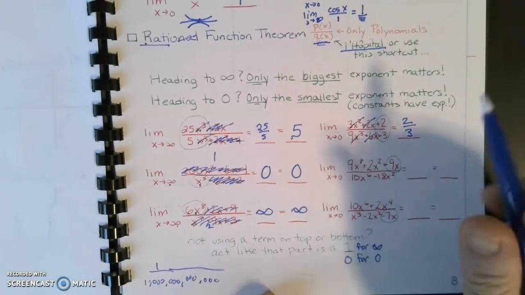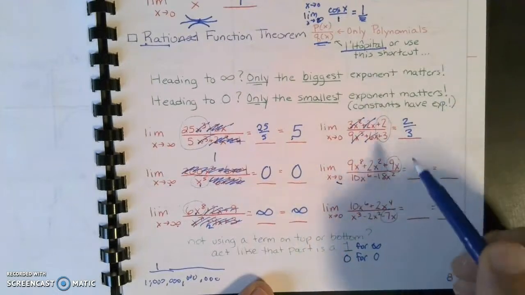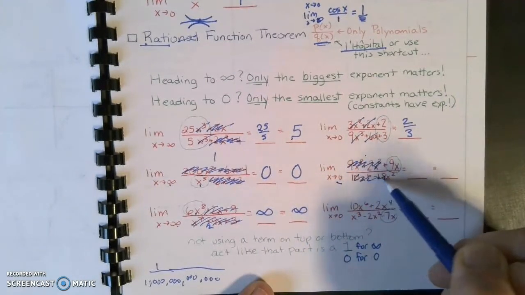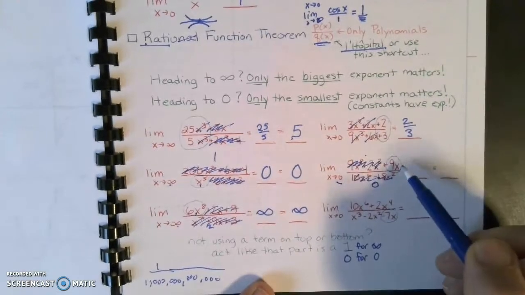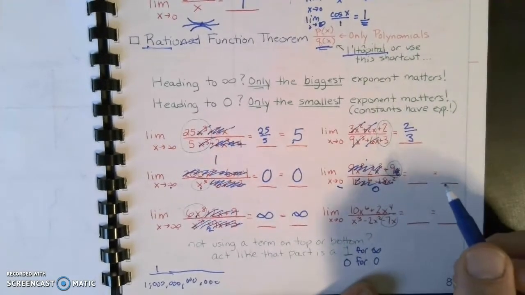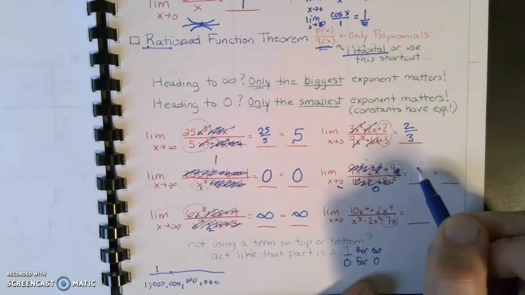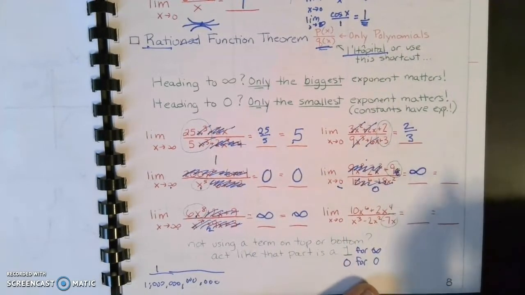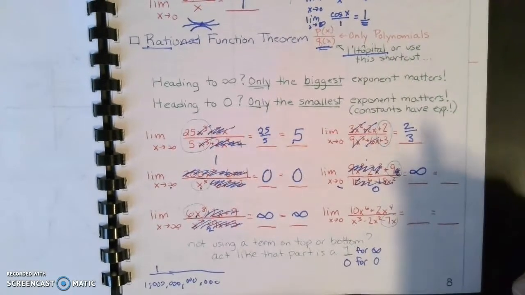I have 9 over x. Everything else just becomes a 0. It's so much smaller than that, it doesn't matter. This becomes 0, so it's gone, and the bottom becomes 0. So this is like having 9 over 0, which heads towards infinity. It just means the smallest number is on the bottom, and we head that way.